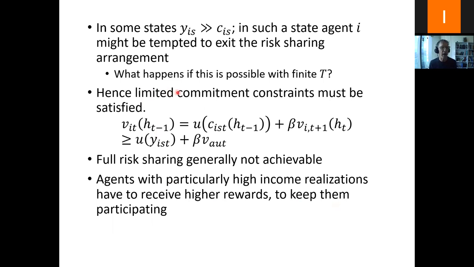In fact, if there's a finite T, then our standard models would imply that this is guaranteed to happen. You need future participation at all times in order to maintain participation. And hence, you have to have limited commitment constraints that we satisfy. I'm running out of time, so I'm not going to go through this equation. But full risk sharing, again, will generally not be achievable. Agents with high income realizations have to receive higher rewards to keep them from reneging, to keep them participating, so they're not tempted to leave.